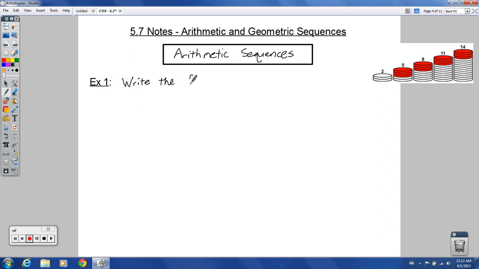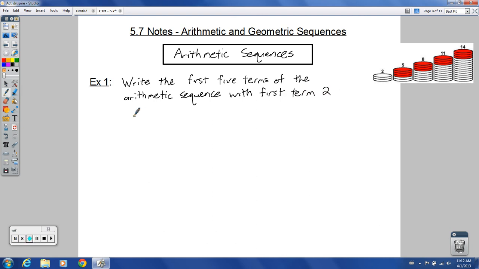So write the first 5 terms of the arithmetic sequence with first term 2 and a common difference of 3.